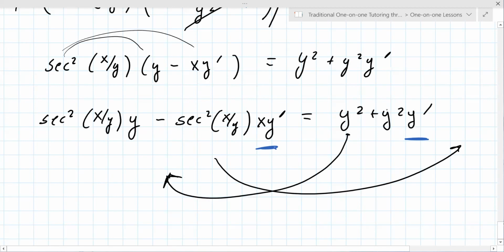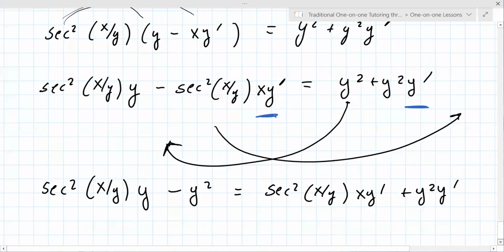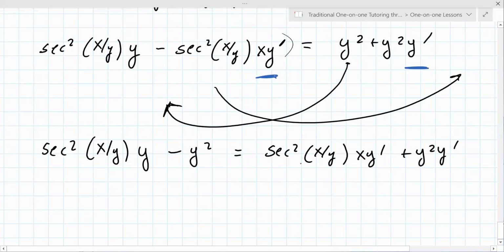Because we want to keep the y primes. Now I've gone to the right. It doesn't really matter, but I like to keep things positive. You get them all on one side. Doesn't matter if it's left or right. So minus y squared, because I'm moving it left, equals, and I'm going to add this. So we'll do it this way: secant squared x over y xy prime plus y squared y prime. So I just move that term over here, move the y squared to the left.